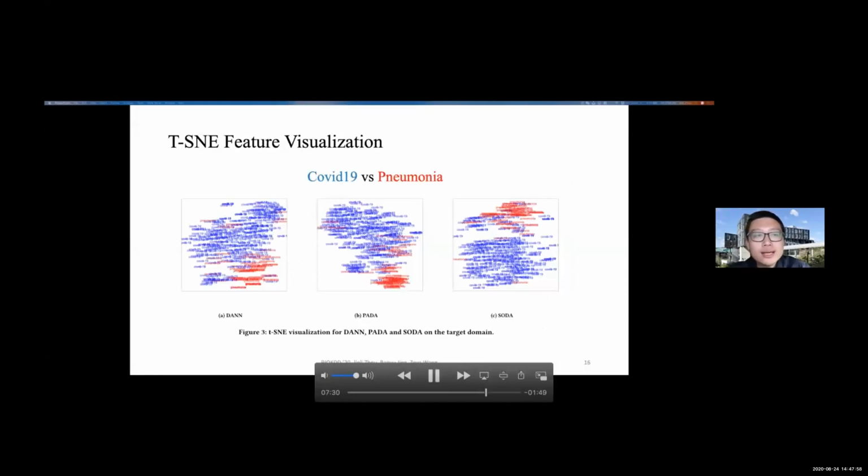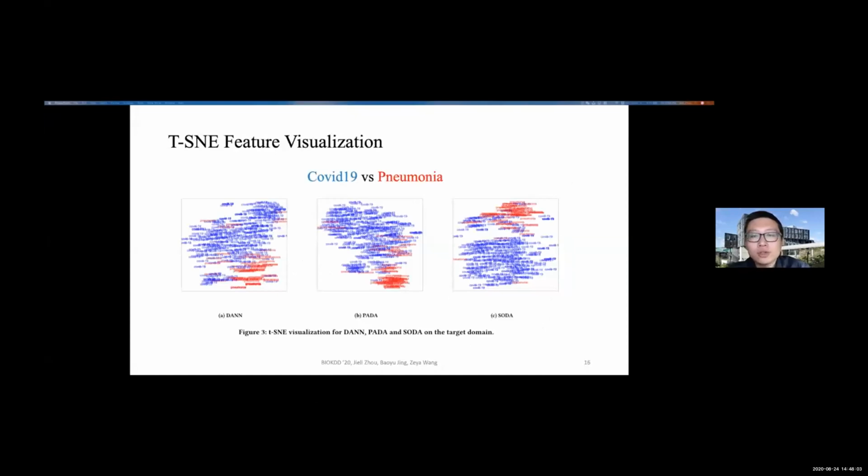We then use t-SNE feature visualization to visualize the hidden features extracted from domain adaptation in a 2D space. In this graph, the red points correspond to pneumonia, while the blue points correspond to COVID-19. We observe that SODA outperforms the other two domain adaptation models in separating COVID-19 from chest X-rays. We can see a clear separating line here.